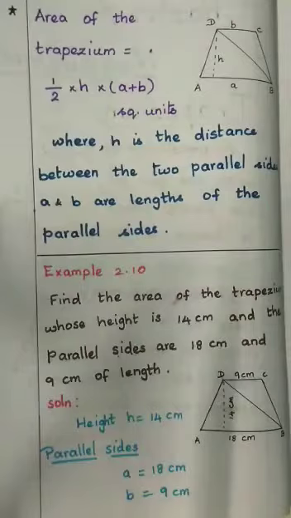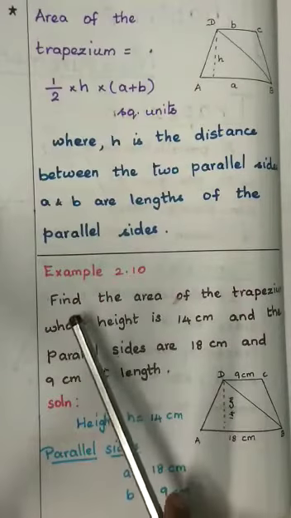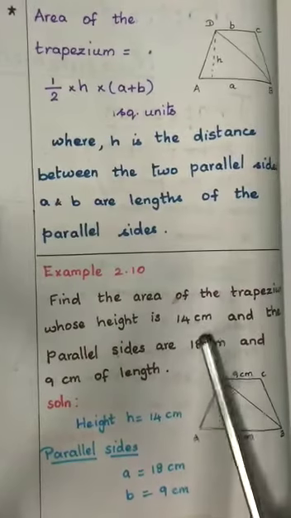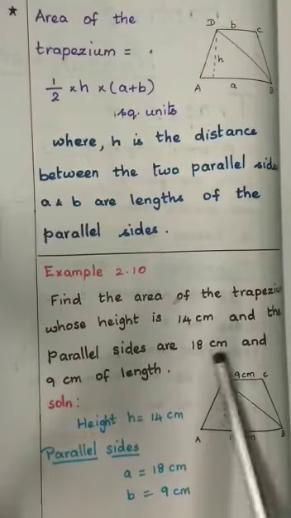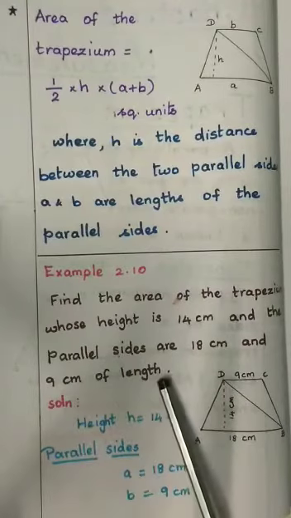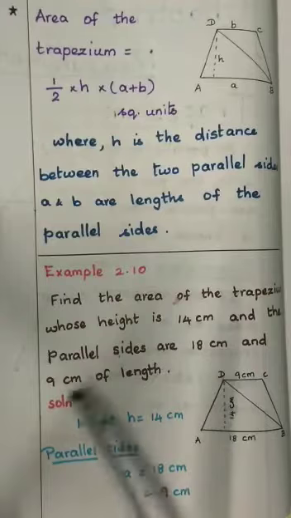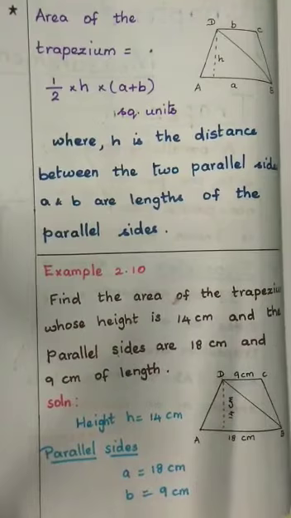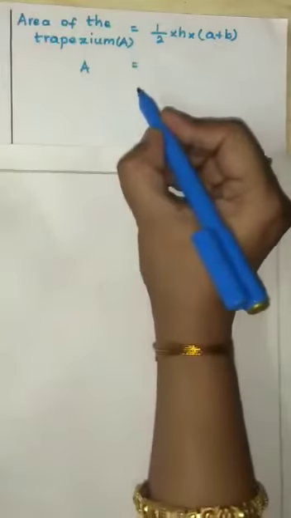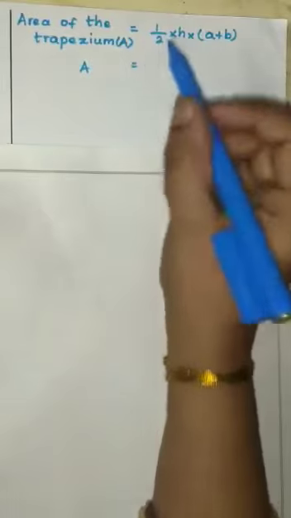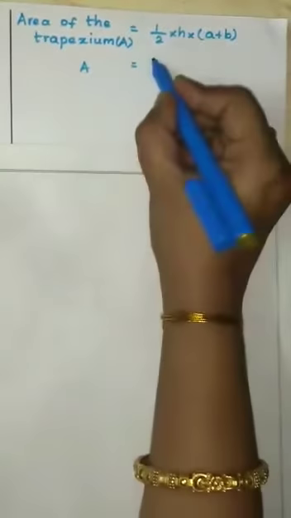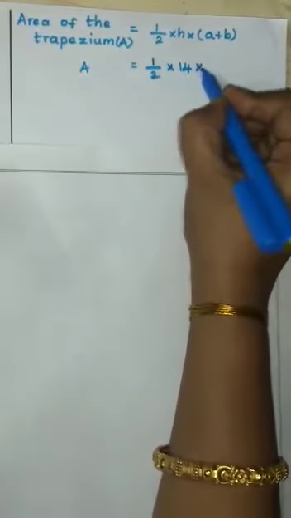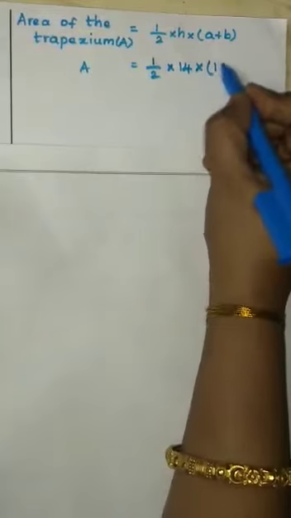Now we are going to see example 2.10. Find the area of the trapezium whose height is 14 cm. So h is given and the parallel sides are 18 cm and 9 cm in length. So the values of a and b are given. Substitute these values in the formula to find the area of this trapezium. Area A is equal to half into the value of h, which is 14, into the values of a and b, 18 and 9.